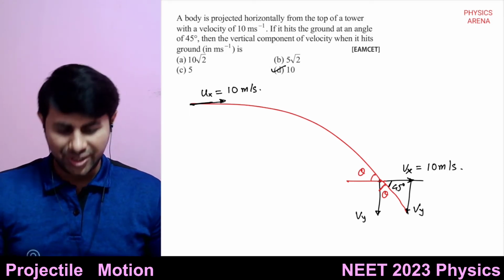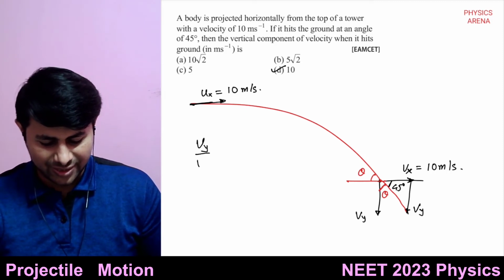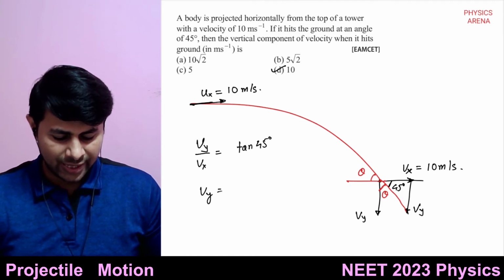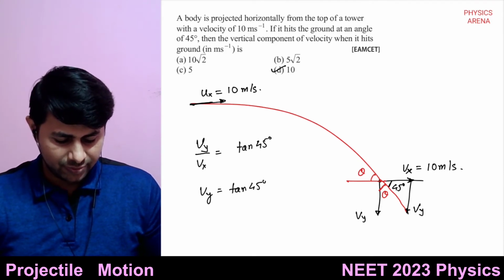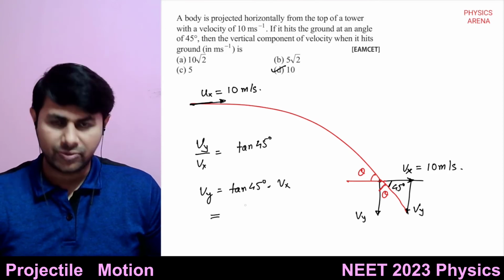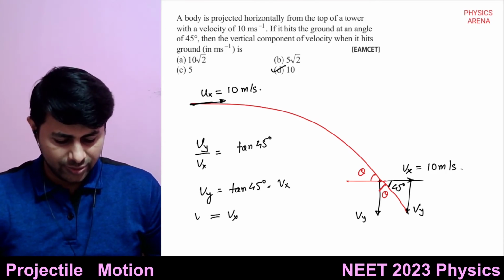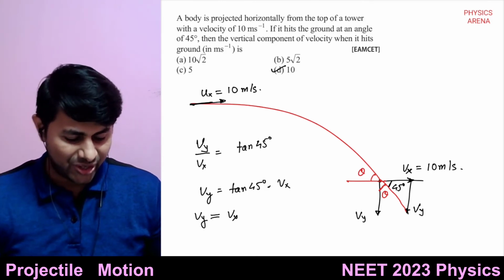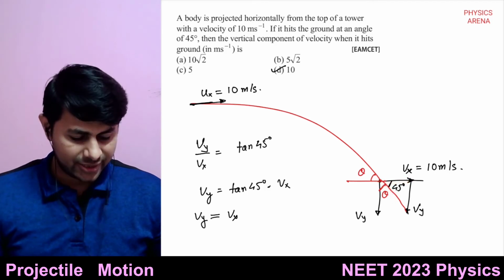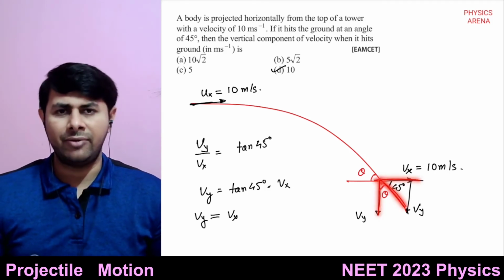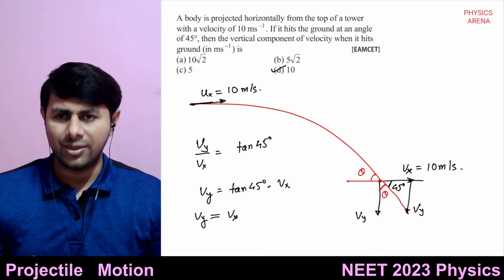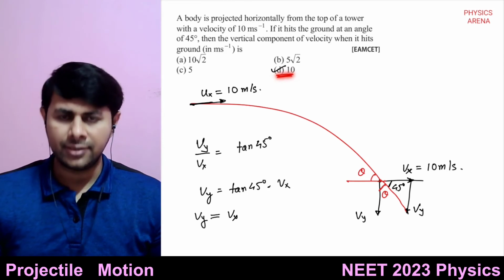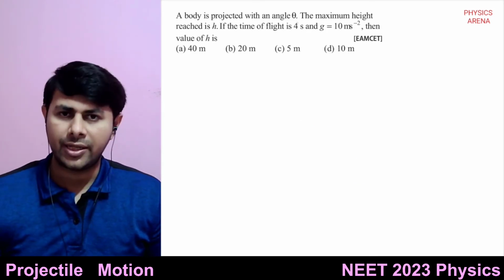Okay, we can do all that. Vy upon Vx is equal to tan of 45. So Vy is equal to tan 45 multiplied by Vx. Tan 45 is 1, and therefore Vy is equal to Vx. But before doing all that, we can easily guess the answer. If this is 45, then the x component and y component of velocity are equal. Yes, sir. Okay, so the answer is D.